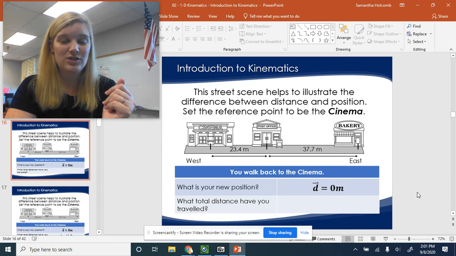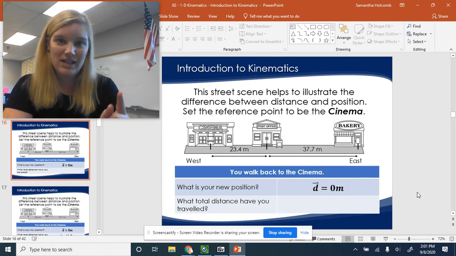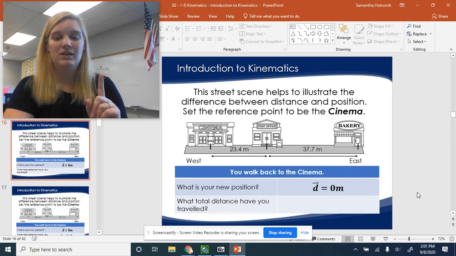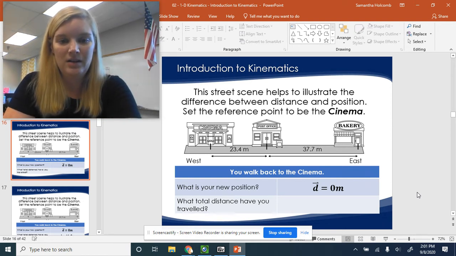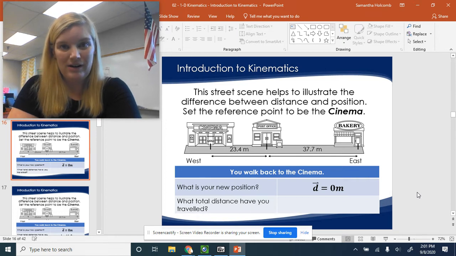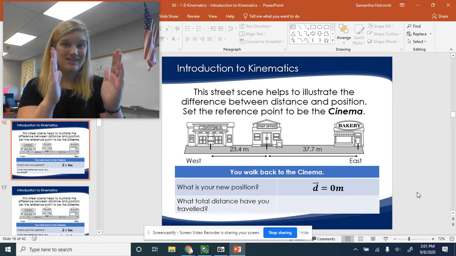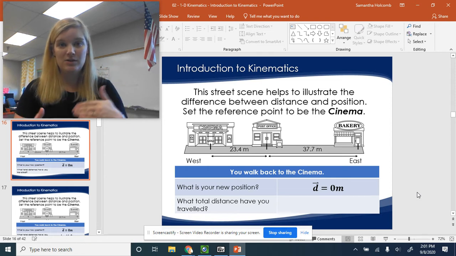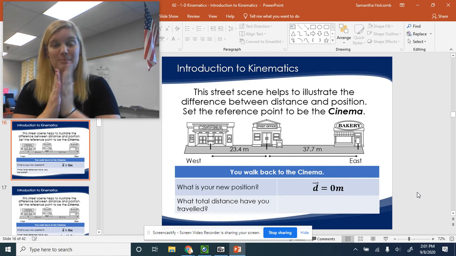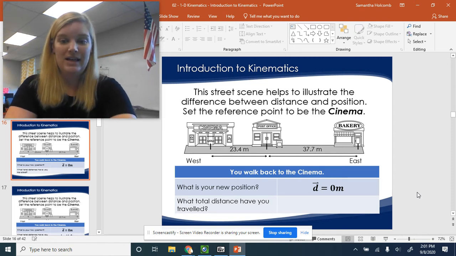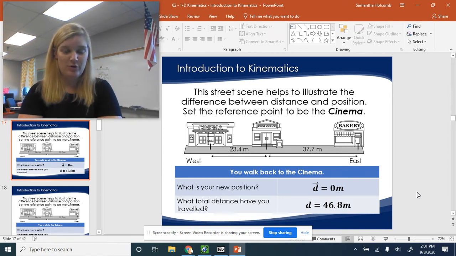It's like if the Flash travels around the world and you blinked and you didn't see him move, it doesn't look like he moved. So his total position vector is still 0. But the distance you traveled, you started at the cinema, you traveled a distance to the post office, and then you traveled back. So we have to take 23.4 meters to the post office and 23.4 meters back to the cinema and add them together to get our total distance traveled of 46.8 meters.